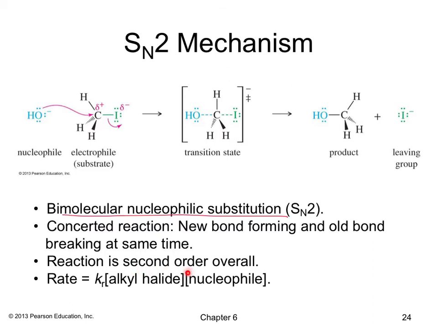The reaction is second order overall. The reaction rate is k, R, sub R, with the alkyl halide concentration and the nucleophile concentration. This is what we've already discussed in the previous chapters.